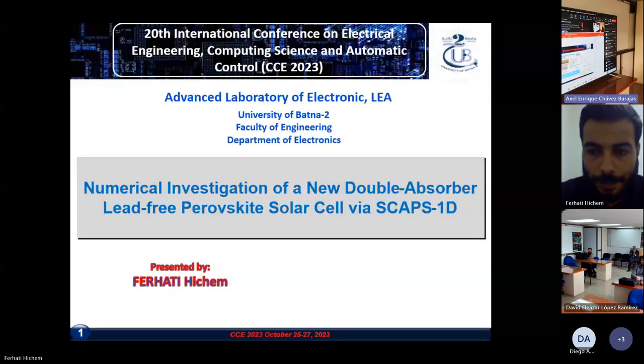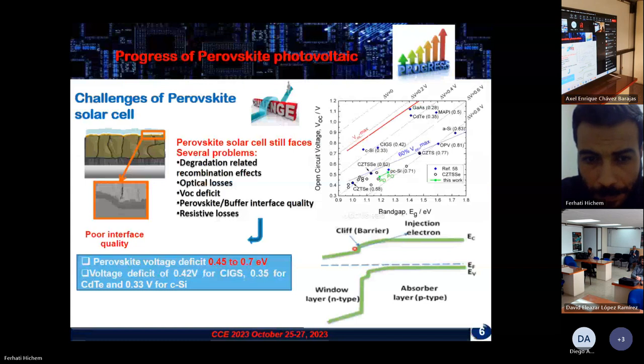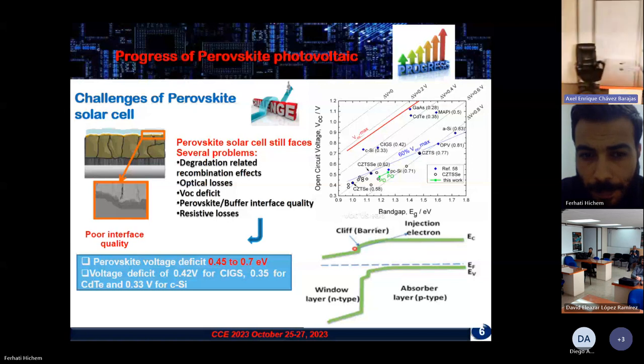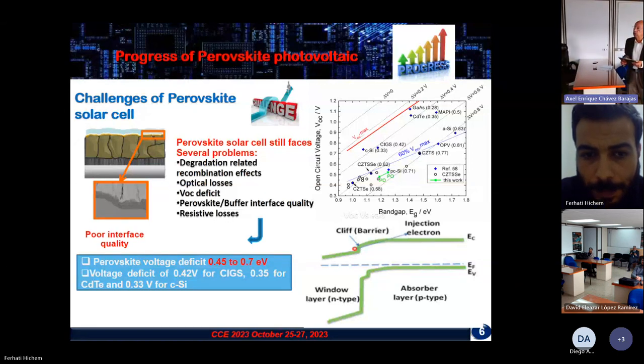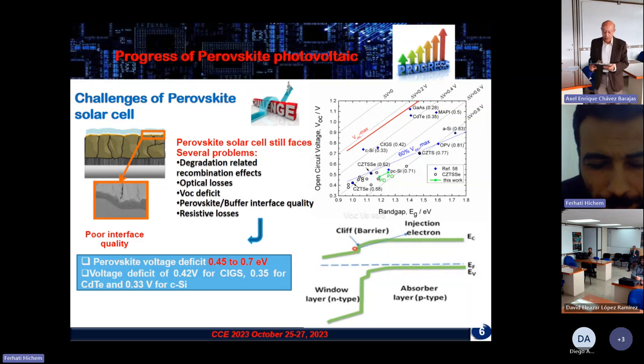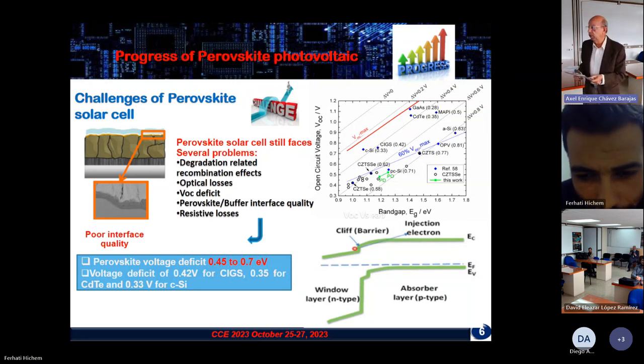The question here is, you are showing some problems regarding your perovskite solar cells. So the question is that in your study, that I understand is purely theoretical, are all these problems considered for the solution of your design? Can you please repeat your question? My question is that you are showing here some problems regarding the perovskite solar cells. I understand you are making a purely theoretical study. Are all these problems that you are showing here considered in this study?